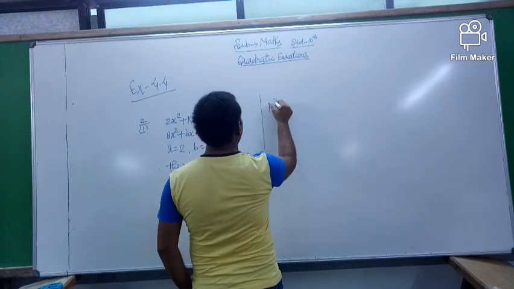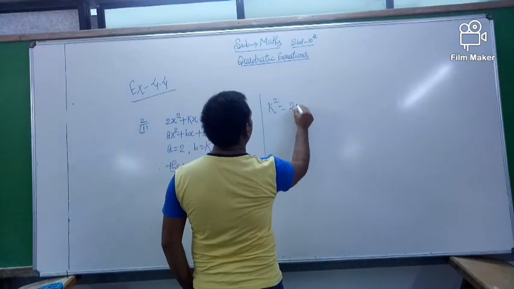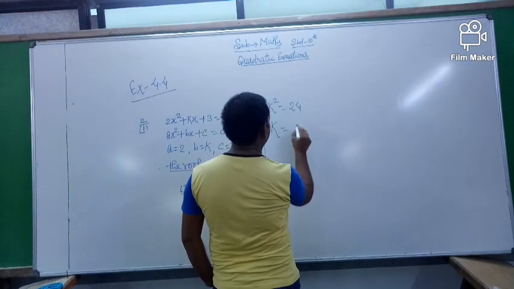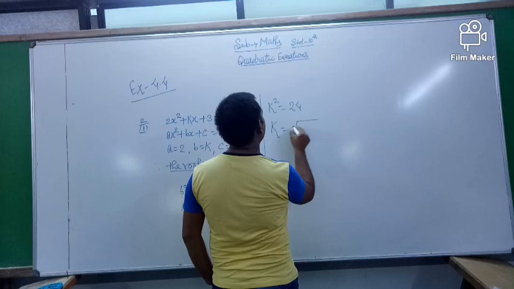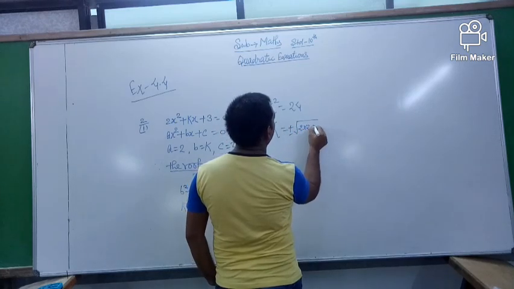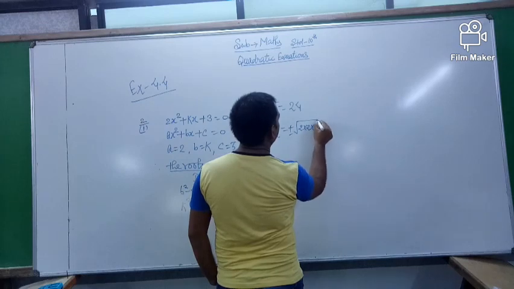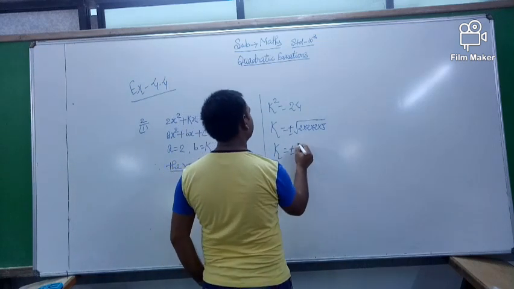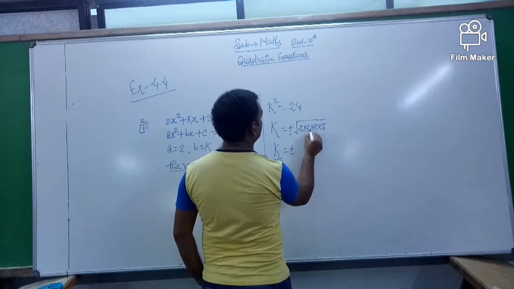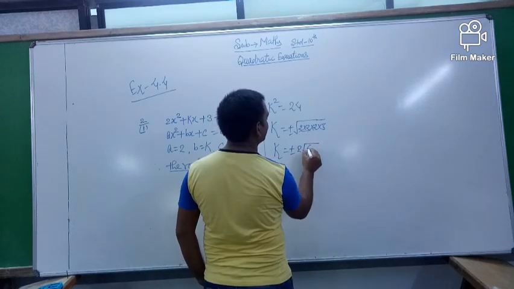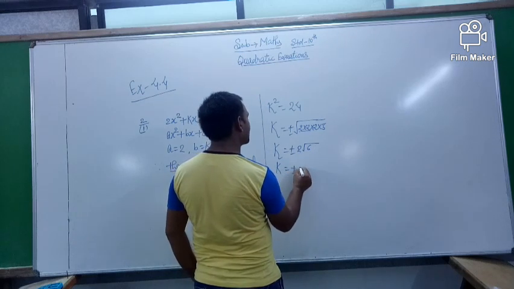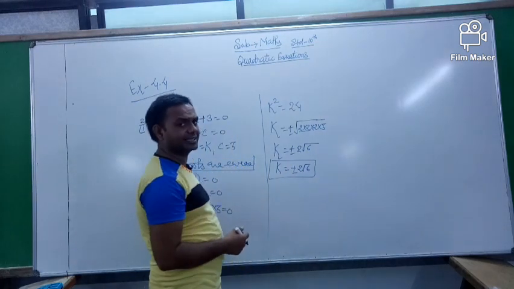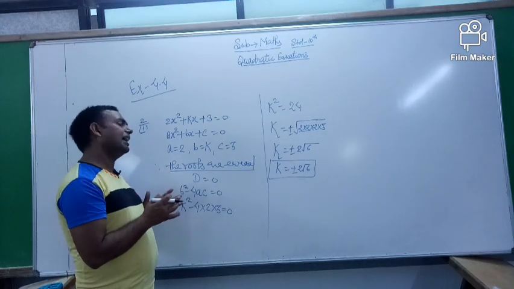So k square is equal to 4 times 2 is 8, times 3 is 24. So k is equal to, you take the square root, first you take the factorization. So k is equal to plus minus under root 24, that is 2 times 2 is 4, 4 times 2 is 8, 3 times 8 is 24. Here there is a 2, so you take it out of the root, and under root 2 times 3 is 6. So k is equal to plus minus 2 under root 6. If the value of k is plus minus 2 under root 6, then you can say that this equation has equal roots.